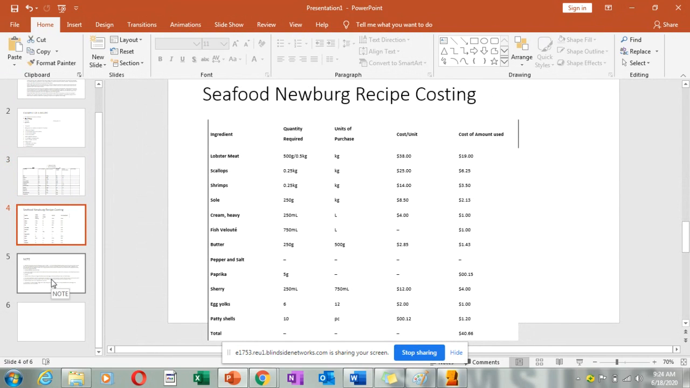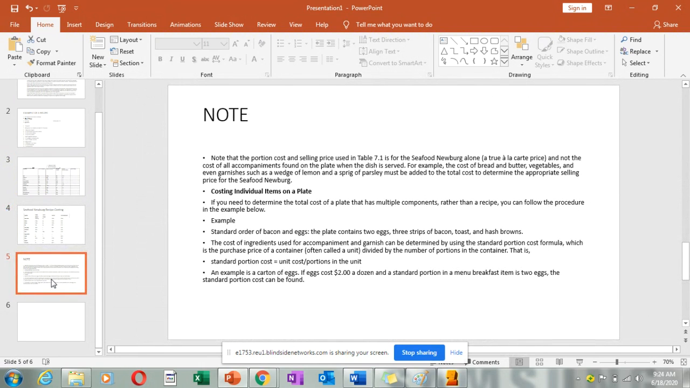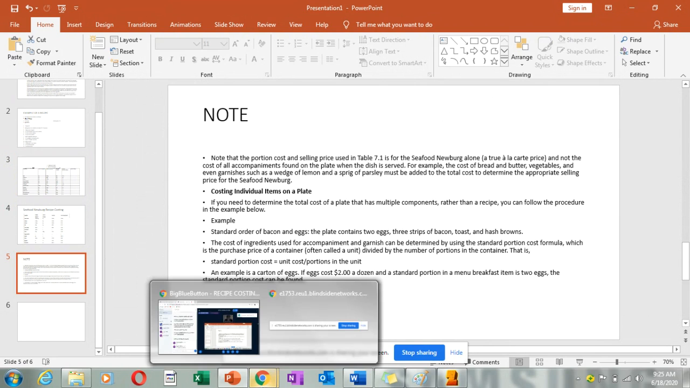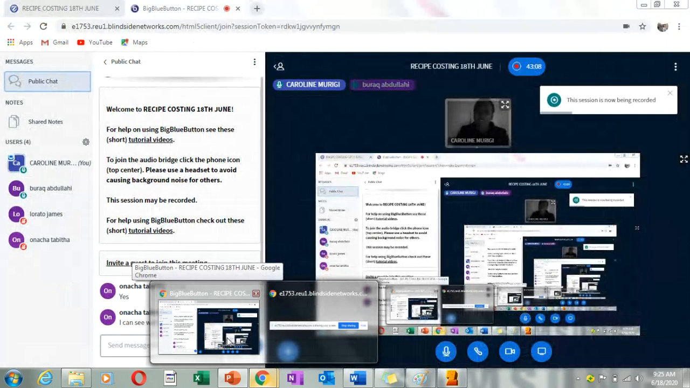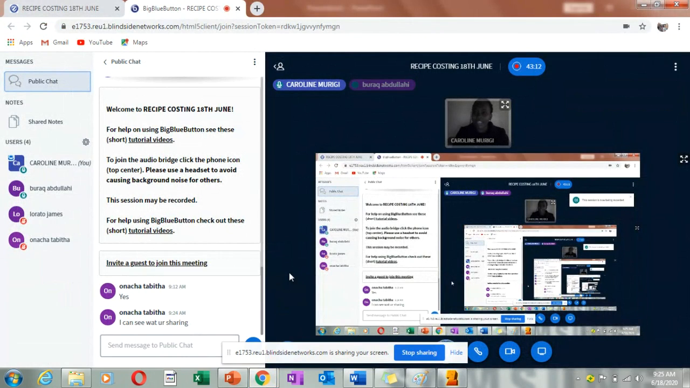So now, I need you to note something, that the portion cost and the selling price used in the table are for the seafood newburg alone, and not the cost for all accompaniments found on that plate. So accompaniments for the meal or for the dish are not costed for here. Like if you're going to give butter and bread and vegetables and garnishes such as wedges of lemon, all those will have to have a price calculated for them. Or you give them as an after sales service kind of offer, so you are guided by the price you have calculated, but those are things you may give as a free sample or an offer. But if you feel that you need to cater for those costs, you have to cost for them also.